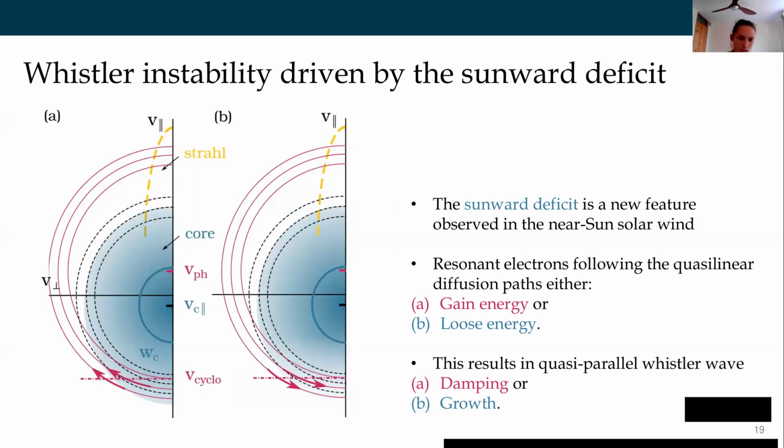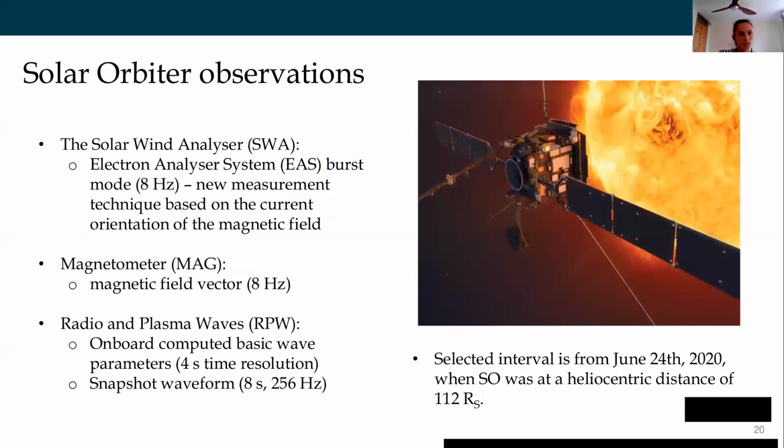So in this part, it means that electrons can give energy and they can drive the growth of quasi-parallel Whistler waves. So we wanted to test this prediction with observations. So we used the Solar Orbiter observations. We used the electron measurements made by the EAS instrument, which are in high cadence mode. So we get pitch angle distributions with the cadence of 8 Hertz. We also use magnetic field data, and we use radio and plasma waves instruments to learn about the plasma waves which were happening at the same time.